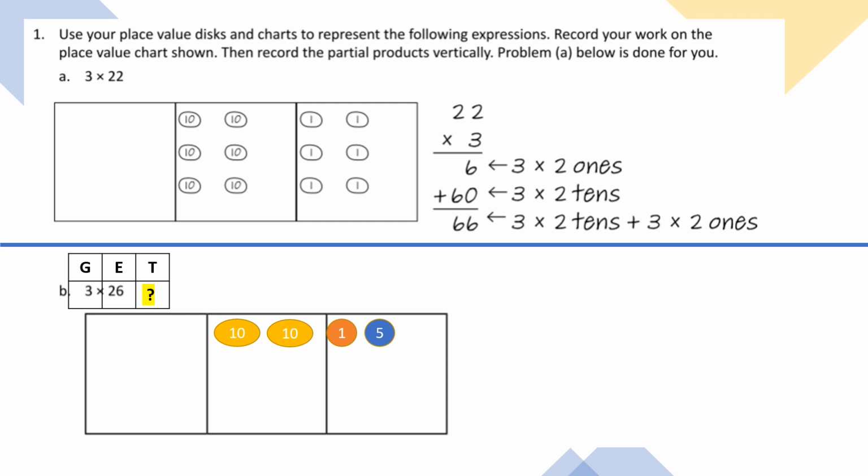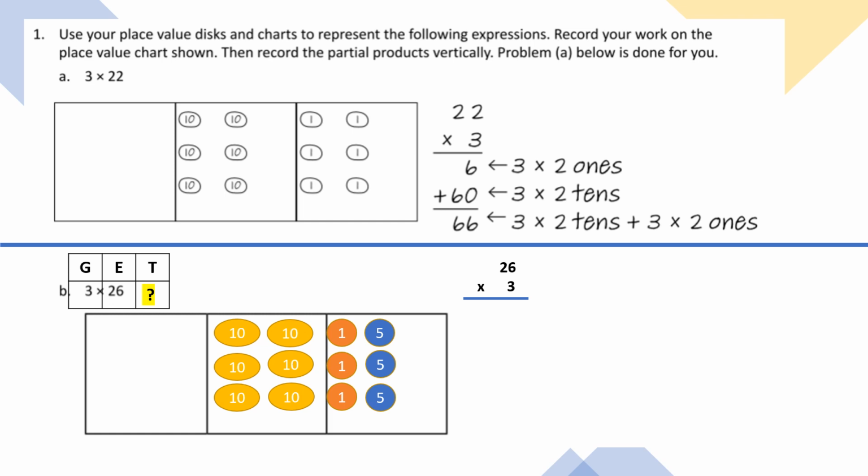I need 3 rows. That's my second row. And now I have my third row. So now I have 3 rows of 26. Now let's go ahead and write the equation next to the place value chart so that we can start solving.